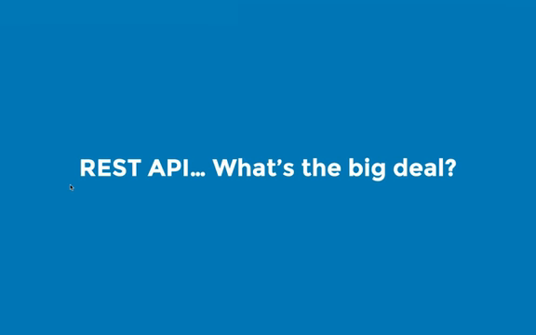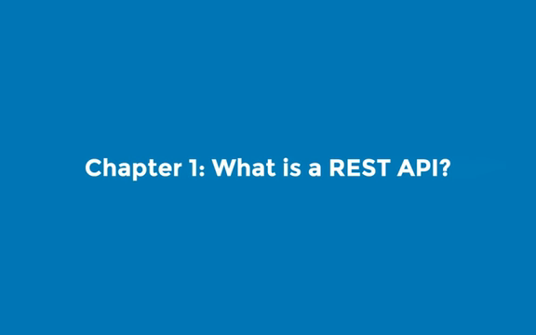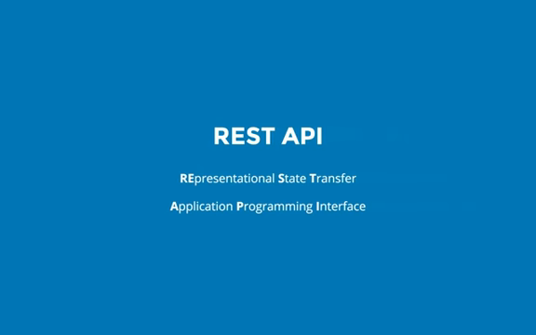So hopefully your appetite is well and truly whetted. So let's get on with it. There are three main aspects to this talk. The first is what is a REST API and how does it work? The second is how you can work with a REST API. And the third is building themes that use the REST API. So let's get started with the first one. What is a REST API?